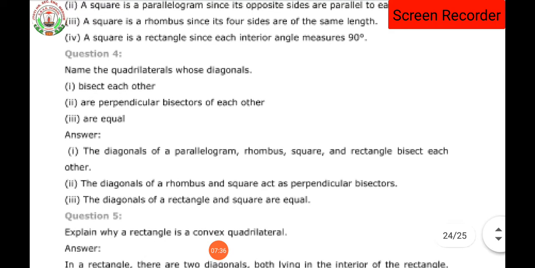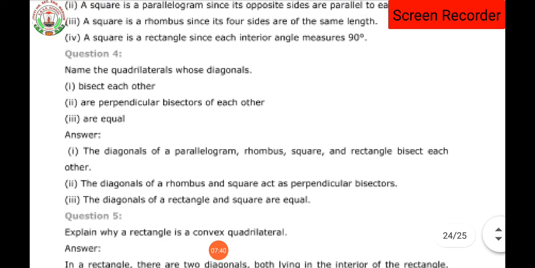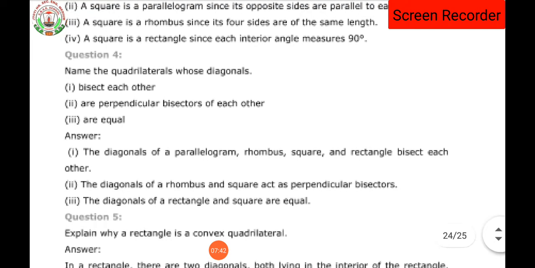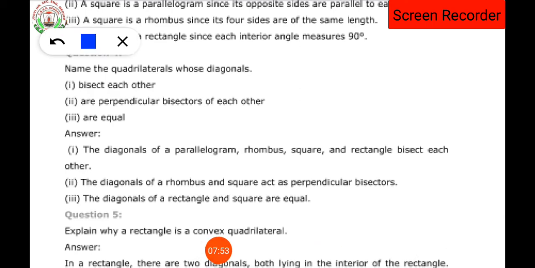Name the quadrilateral whose diagonals bisect each other. We have to name the quadrilateral whose diagonals bisect each other. That can be a parallelogram, rhombus, rectangle, square. All these figures, their diagonals are going to, suppose we have a square. This is a square, and these are the 2 diagonals of a square. They bisect each other, isn't it?